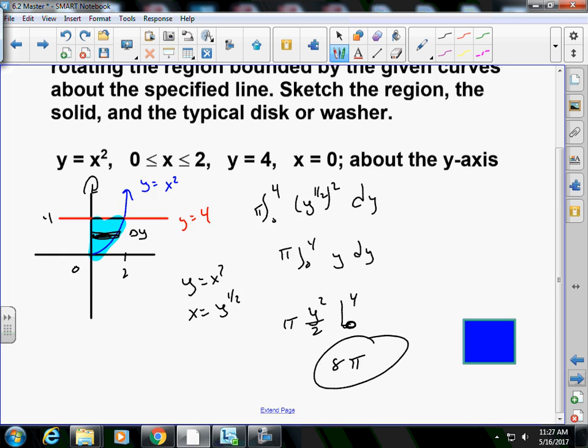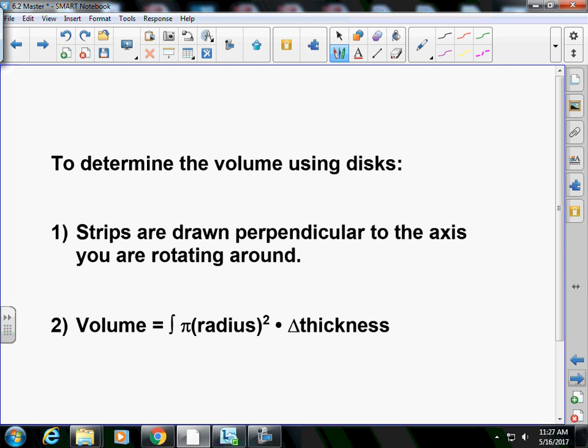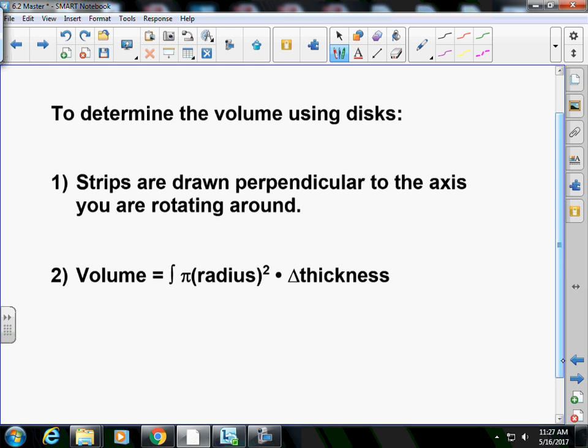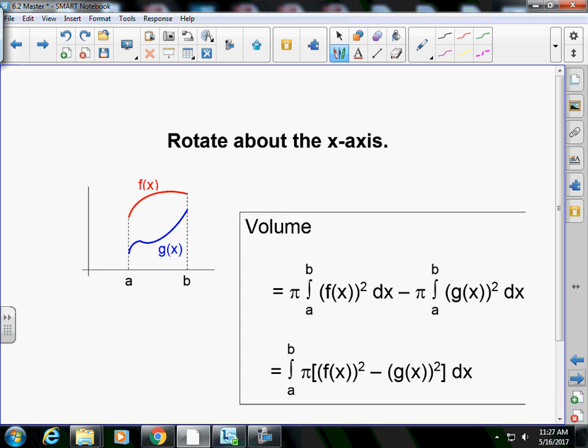So now let's look onto the next slide. This is going to determine the volume using disks. Strips are drawn perpendicular to the axis you are rotating around. That's why I said you should continue to draw in your strips so that you make sure you're doing it correct, that you're integrating with respect to the correct value. Volume is equal to the integration of pi times the radius squared with delta thickness.